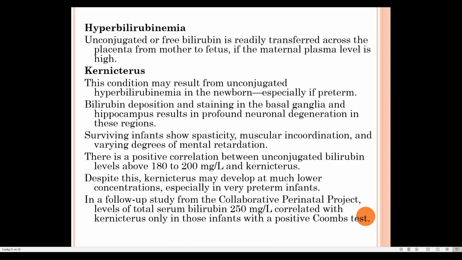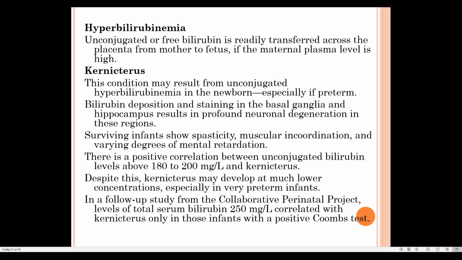Kernicterus. This condition may result from unconjugated hyperbilirubinemia in the newborn, especially if preterm. Bilirubin deposition and staining in the basal ganglia and hippocampus result in profound neuronal degeneration in these regions. Surviving infants show spasticity, muscular incoordination, and varying degrees of mental retardation.